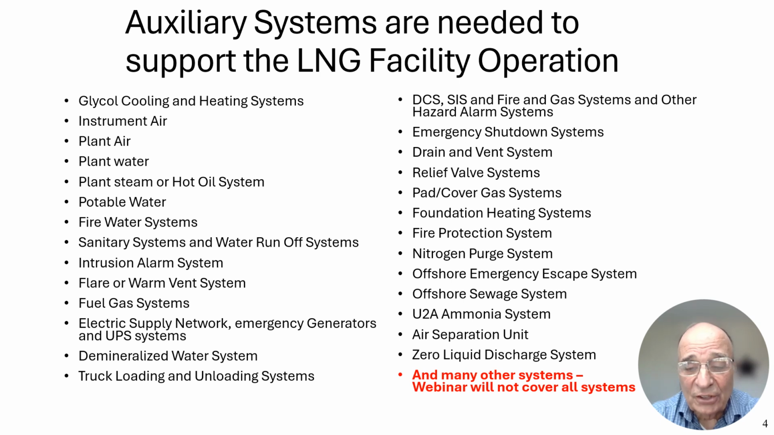Zero liquid discharge systems separate solids from water, particularly salts from water, then allow you to reuse the water and then just ship out the salts, or the contaminants that have been removed from that water. And there are many, many other auxiliary systems that could be in your plant. Not every one will be covered in this lesson.